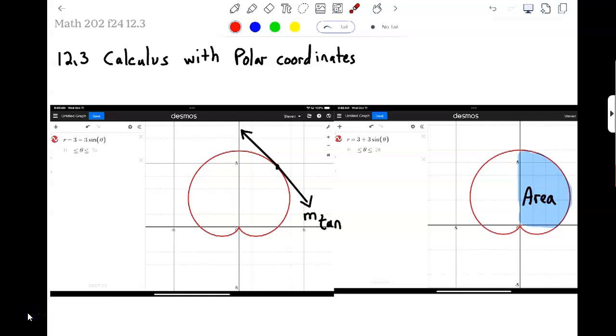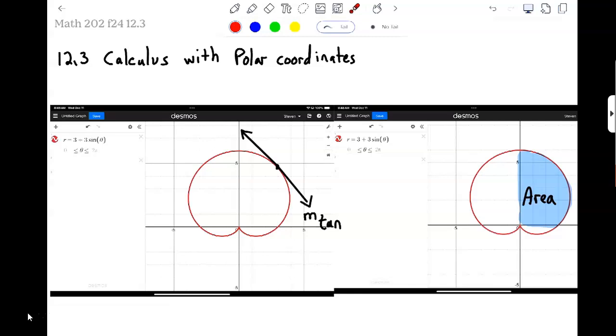All right, welcome back. So we're now turning to the problem of if we're dealing with a graph in polar coordinates, let's apply the different calculus concepts that we've talked about in the past. In other words, how do we find the slope of a tangent line, the slope of a curve at a point? So that's going to be one problem.